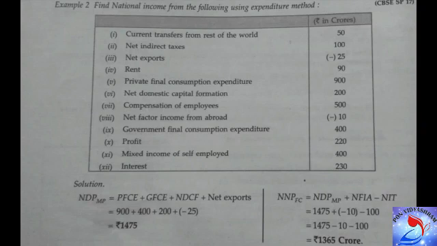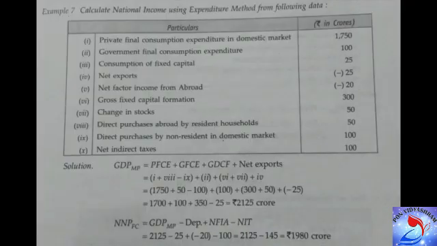So now we can calculate the national income. The formula is NNP at factor cost equals NDP at market price plus NFIA minus net indirect tax. NDP at market price we already calculated, that is 1475, plus net factor income from abroad, given as minus 10, minus net indirect tax, given as 100. If we do this calculation, we get 1365 crores. It is the national income under the expenditure method.